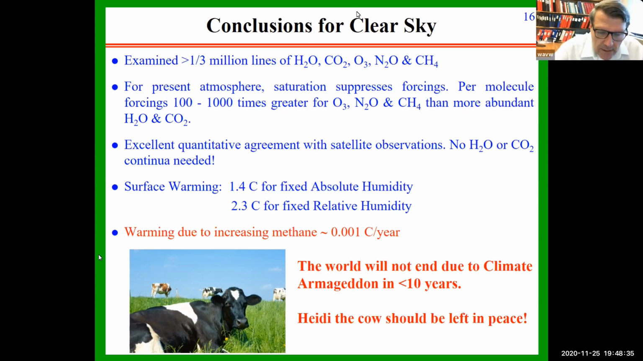The surface warming that we project is 1.4 Celsius if you have constant water vapor. Water vapor will increase. We don't know how much. If you take the extreme case of constant relative humidity, which is not supported very well by observations, the surface warming due to doubling CO2 is about 2.3 Celsius. Warming due to increasing methane is going to be less than 1 millidegree C per year. So if there's anyone who thinks the world is going to end in 10 years due to climate Armageddon, that's nonsense. You can rest in peace or hopefully survive Corona. So Heidi should be left also in peace.